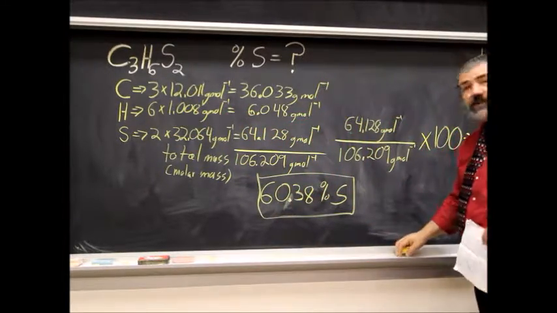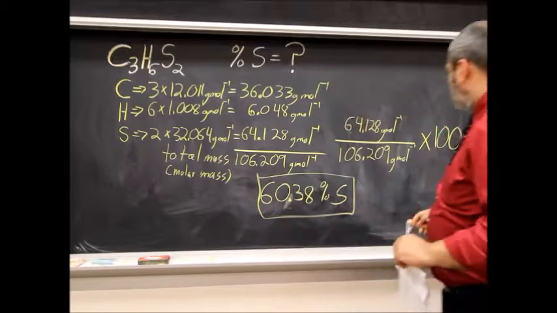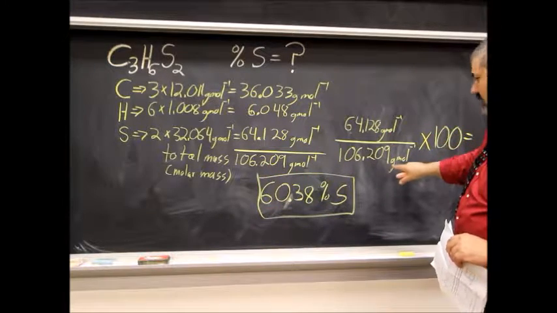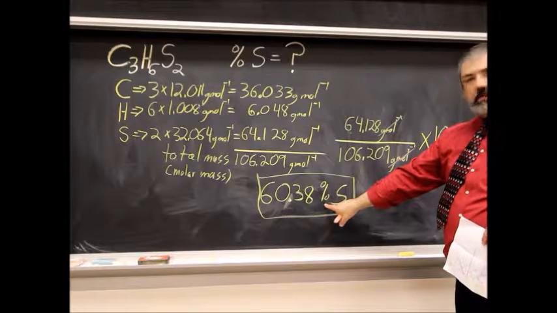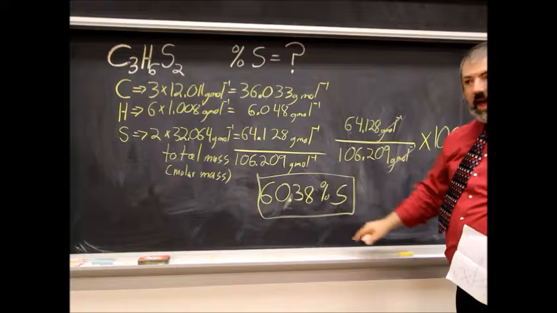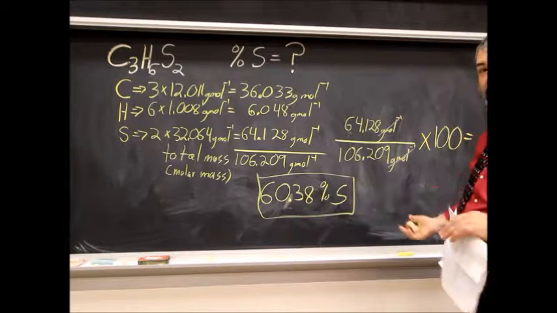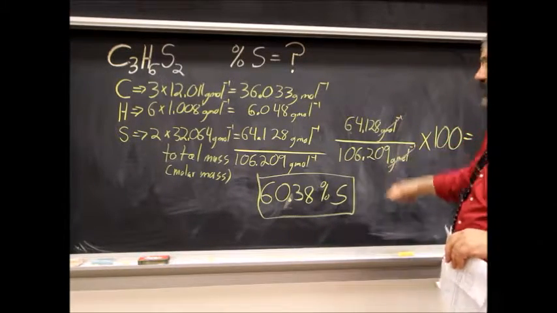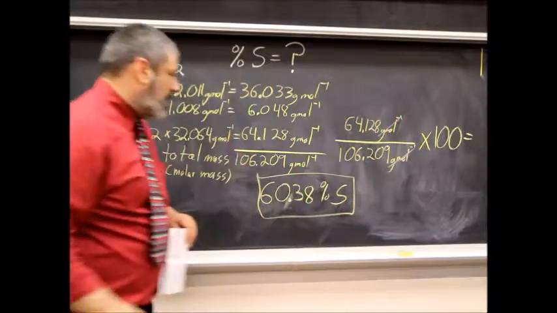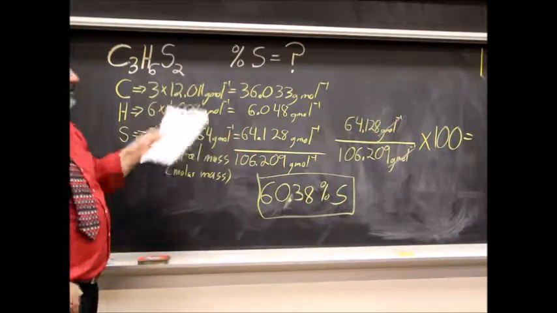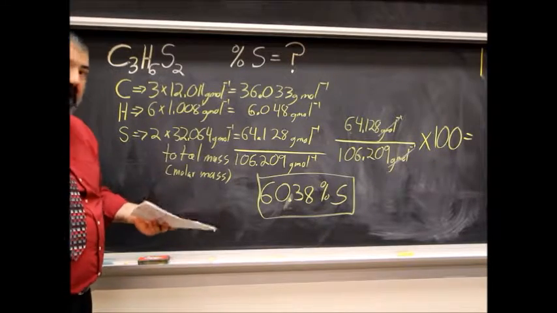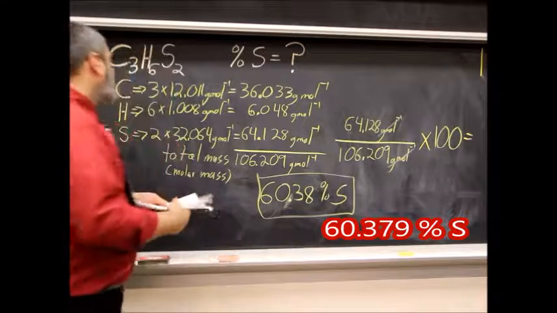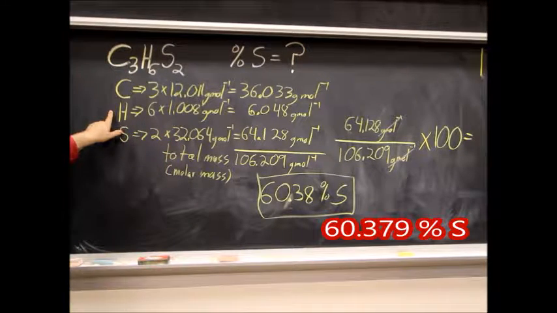Now, another thing I just glossed over, grams per mole divided by grams per mole cancel. So that is why we don't have a unit of measure for a percentage, because the units automatically cancel themselves out. So C3H6S2 is about 60.38% by mass sulfur. And we could figure out the percent by mass of carbon and hydrogen if we wanted to do another set of calculations.